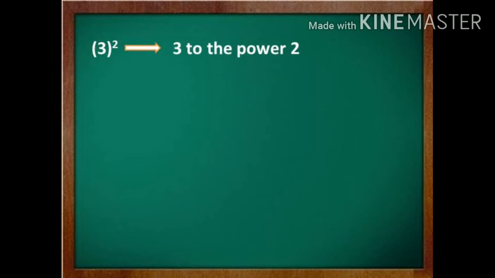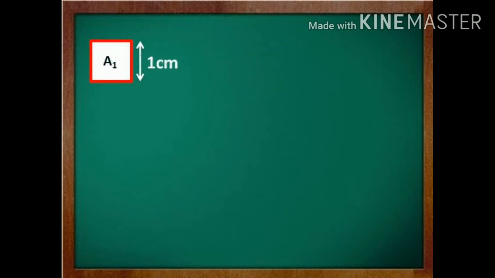3 square is also read as 3 to the power 2. Similarly, 5 square is also read as 5 to the power 2. Area of a square A1 of side 1 centimeter length is equal to 1 multiplied by 1, which is equal to 1 square, that is equal to 1 centimeter square.